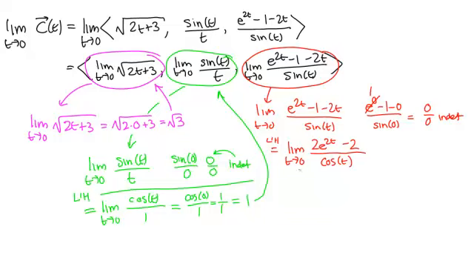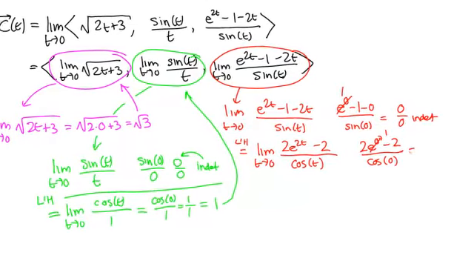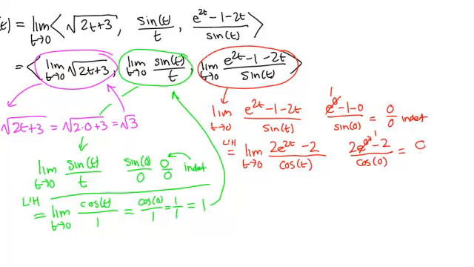So if we plug in our value of t, we're going to get 2 times e to the 0 minus 2 over the cosine of 0. So that's 1 on the top. So we're going to get 2 minus 2 on the top, which is 0. Cosine of 0 is 1. And 0 over 1 is the real number 0. So since that's a number, that's going to be our limiting value. And so now we have each of the 3 components.